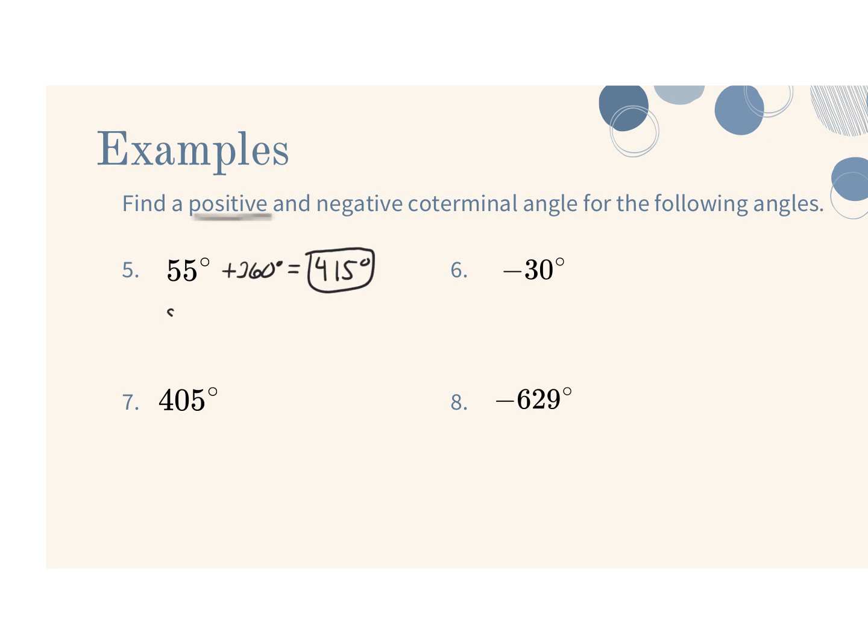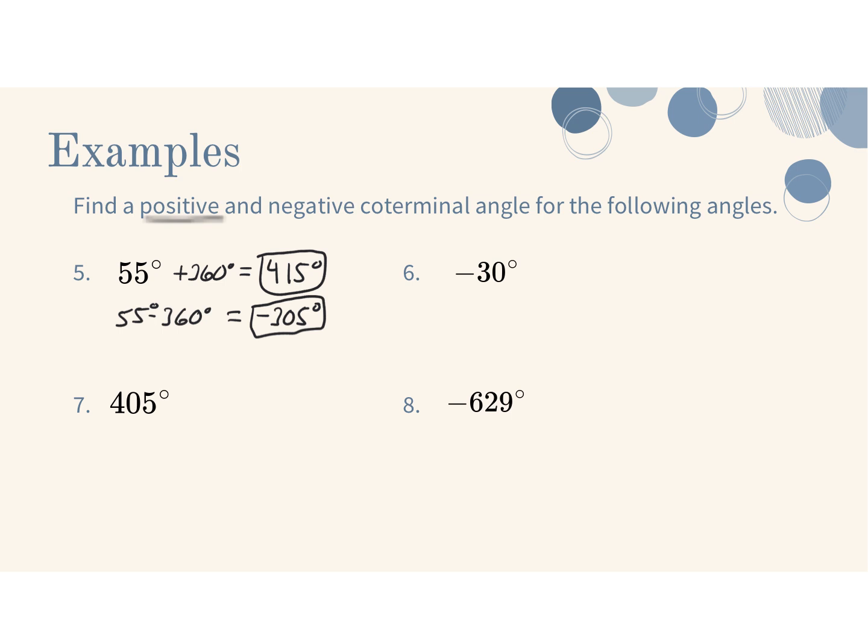Now let's do the exact same thing. I'm going to do 55 minus 360 degrees, and you're going to see that we get a negative coterminal angle. This is going to get us negative 305 degrees. So that's one positive, one negative. Super easy.